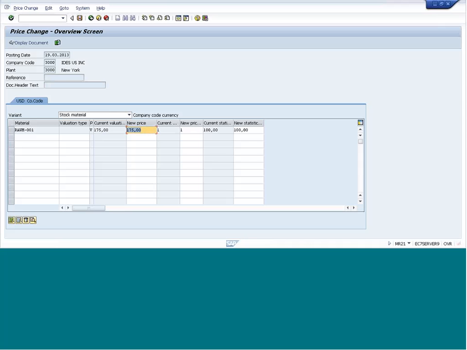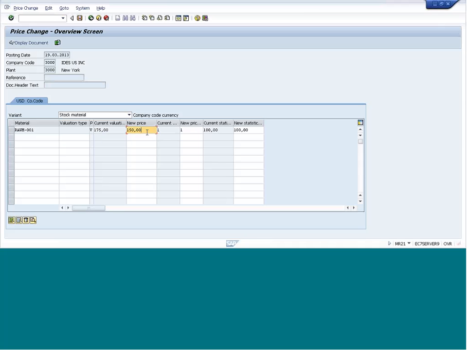So if you change it now, what is the total value in your inventory? $175 is the inventory value. But if you change here from 175 to 150, the system will find out, okay, I'm reducing the value by 25, and then it will post a material document, like a price change document.